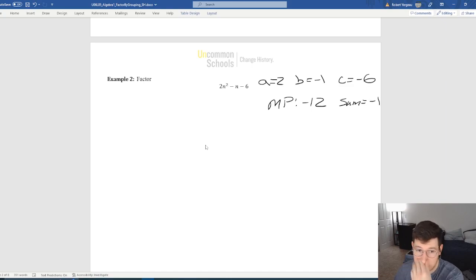Now, these are all negative. When my master product's negative, remember, different signs. And since my sum is negative, the larger factor will be negative. Remember, that was the second stamp we wrote in our notebook yesterday. And so if I'm thinking about the factors of 12, I have 1 and negative 12, 2 and negative 6, 3 and negative 4. I'm going to end up choosing 3 and negative 4 because when I add them, they give me that sum of negative 1.